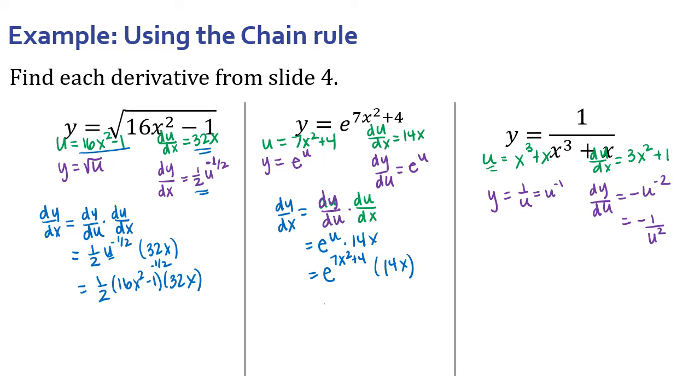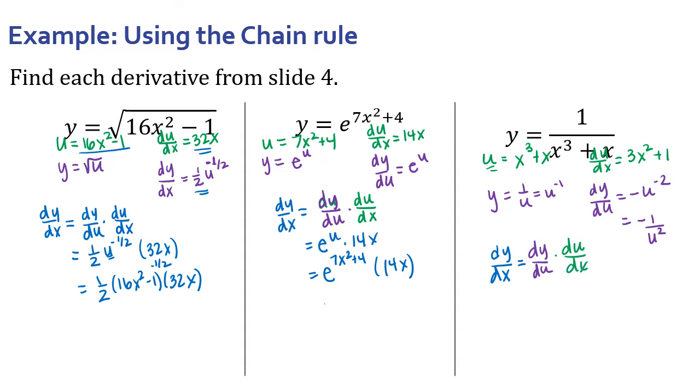Okay, so then again using that chain rule formula, the derivative of the entire function with respect to x is du/dx times the derivative of y with respect to u. Actually, those should have been flipped so that we stay consistent. It doesn't matter, you'll still get the same answer because multiplication is commutative, but just to stick with consistency.